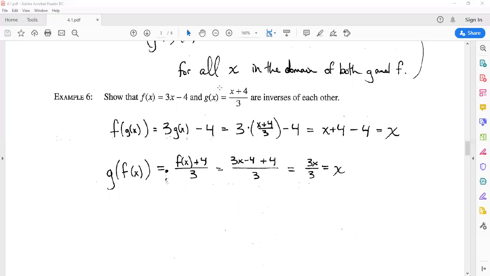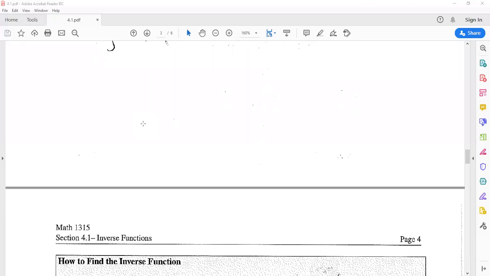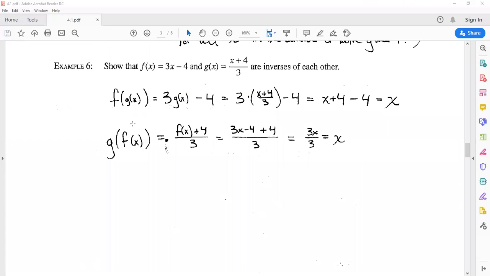So g of x starts with an x and then adds 4. That would undo the minus 4 part at the end. And then it divides by 3, which would undo the multiplying by 3 that f does. So I think we'll see that a couple more times as we go here. But we're going to move along.